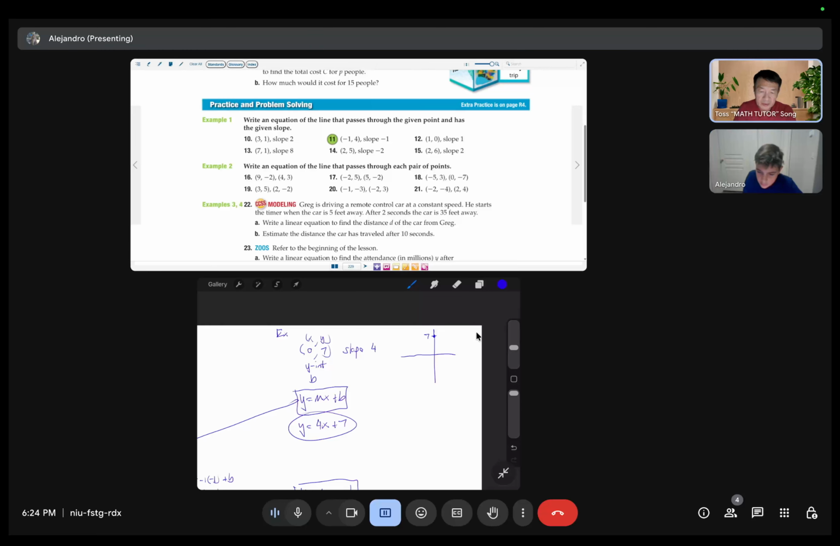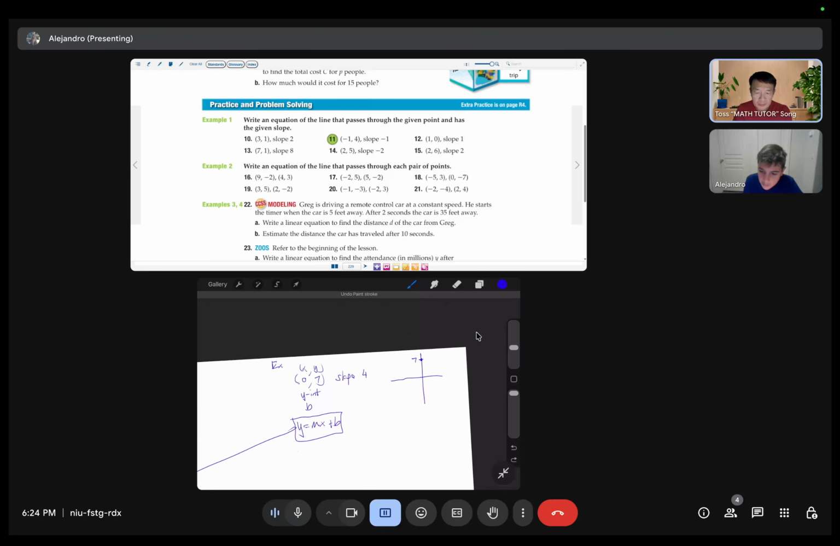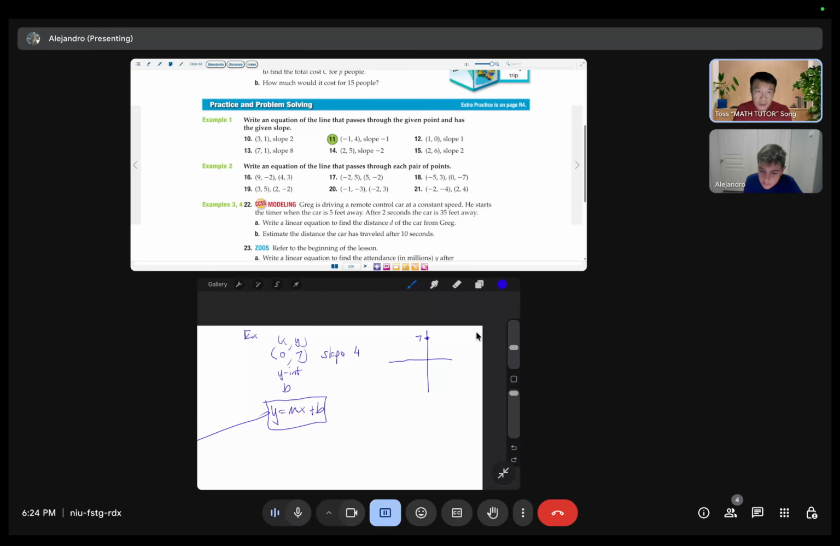Do you want to look at it one more time, Alex? Let me backtrack. If you're given a point of y-intercept, 0 comma a number, you could literally use this formula. You don't have to plug in the x and the y. Just write the answer as y equals m, which is 4, x stays x, but b will be 7. This is done in one shot.